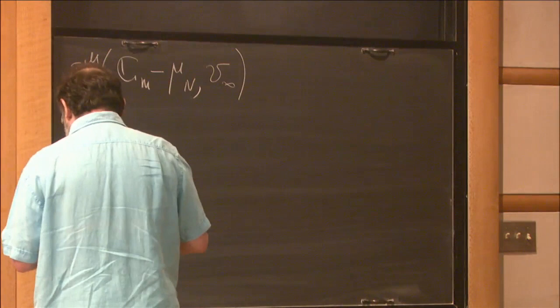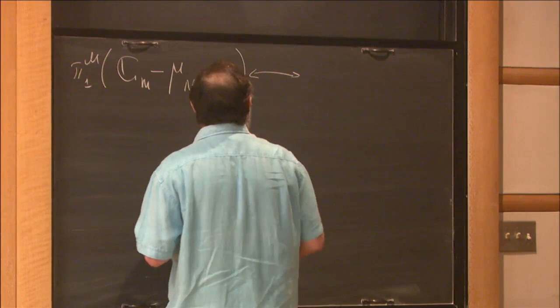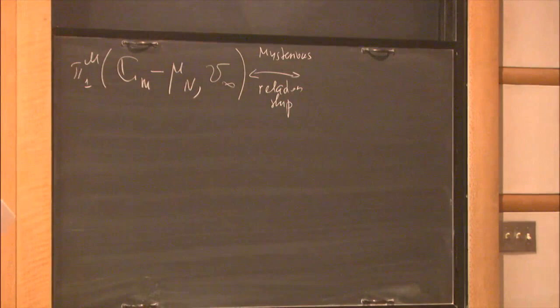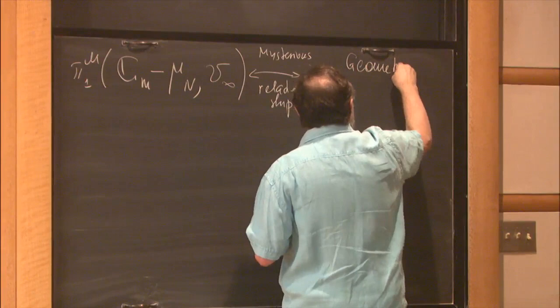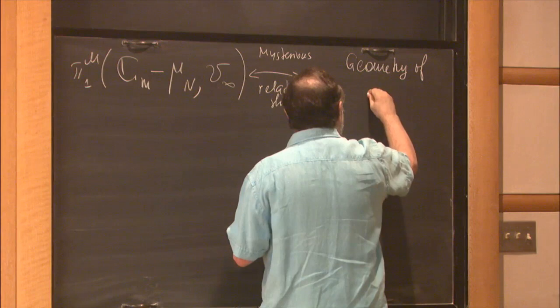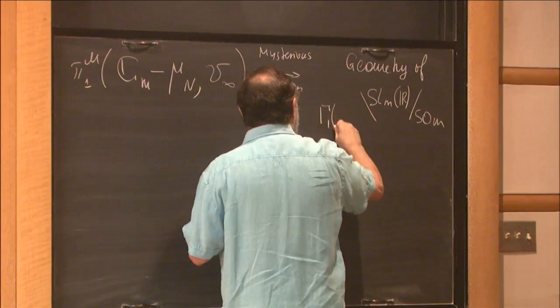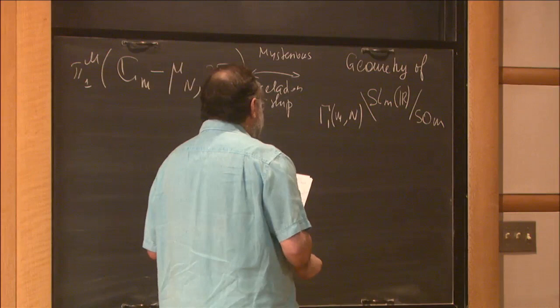And the point is that there is a very strange, I'll call this mysterious link, or relationship, between some little pieces of the structure of this object and the following. So here we put the geometry of some modular variety. We put here something like SL_m(R) modulo SO_m, a symmetric space, divided by some congruence subgroup Gamma_1(m,N). So N is an integer, the same as here. And so one can call this space Y_1(m,N).